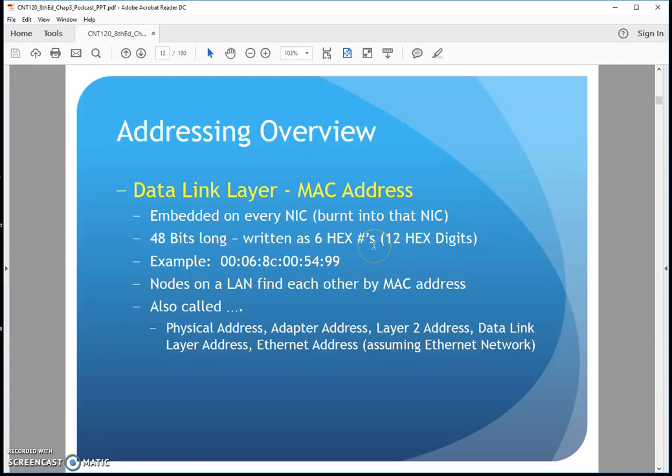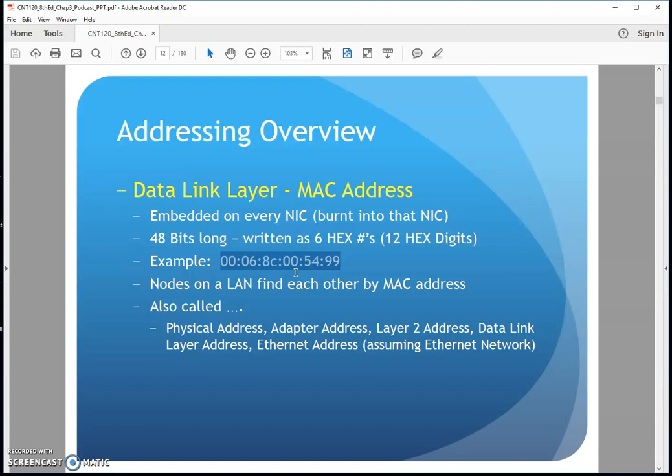This is a 48-bit address. So again, if I wrote it out in binary, ones and zeros, it would be 48 bits long, but typically it's written as 6 hex numbers, or if you're counting digits, 12 hex digits, and this would be a typical MAC address right here, number, colon, and so forth, okay?